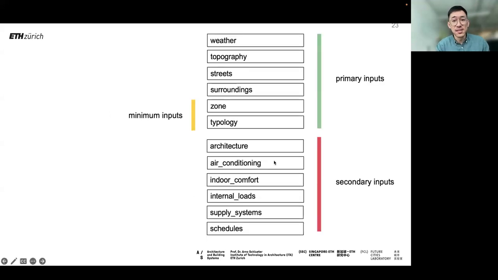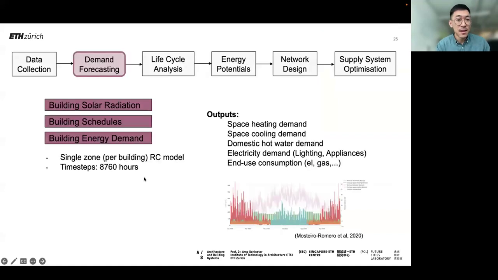As a summary of the CEA inputs, the minimum requirement is a zone file and a typology file, which are the geometries and building use type ratios. And the CEA can help you to generate or prepare the weather file, topography, surrounding contexts, and the street center lines, which are used for the network design. And also the secondary inputs, which are populated based on the databases.